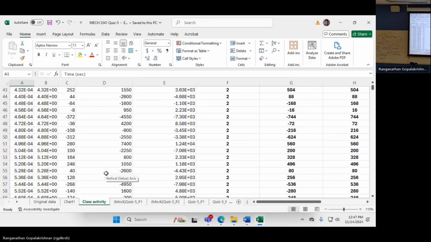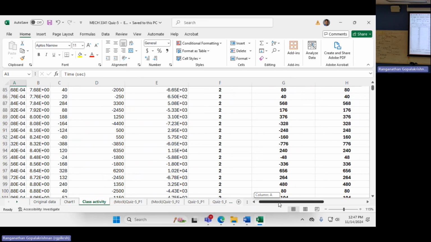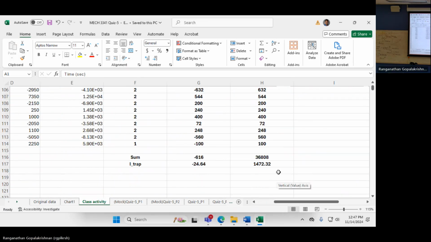On the bottom. Which column? Half width times the sum. In this case, what's the width? Width is 0.08. Yes, the same thing that we used throughout.